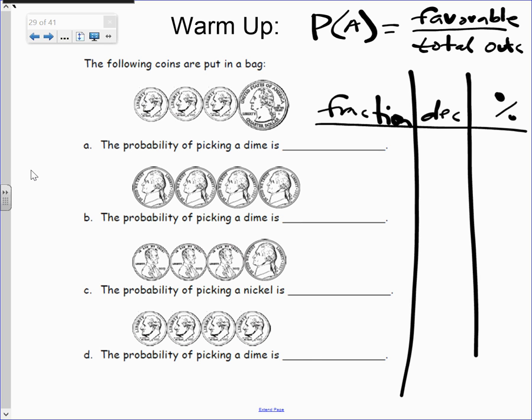So the fraction, let's see, we have 3 dimes and a quarter. The probability of getting a dime, as a fraction, will be 3 out of 4. Is 3 out of 4 reduced? Yeah, it's reduced. You can't reduce 3/4 anymore. In other words, if you can reduce a fraction, do it. Okay, how about a decimal?